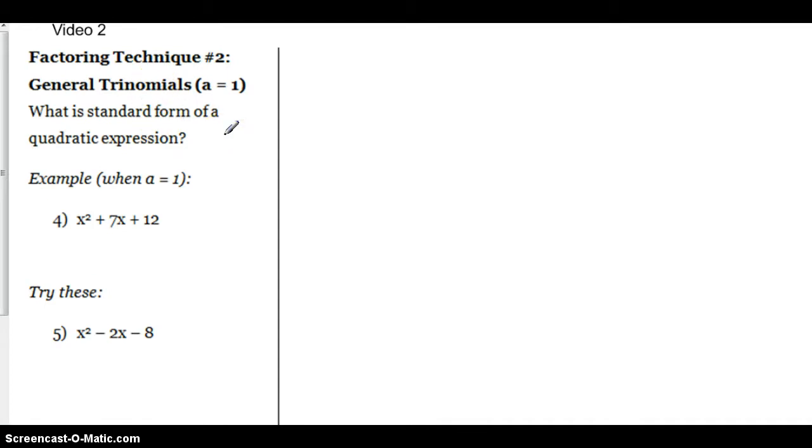The first question that's listed in our notes is: what is the standard form of a quadratic expression? And that is ax squared plus bx plus c. This is important because you're going to need to put all of your expressions in standard form before you factor them. So you want to have the x squared term first, the x term second, and the constant last. Our examples are already in the correct form.